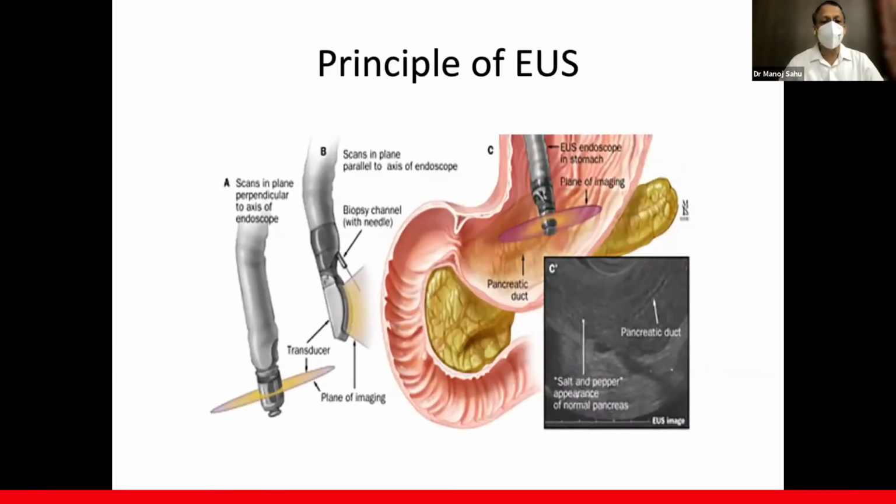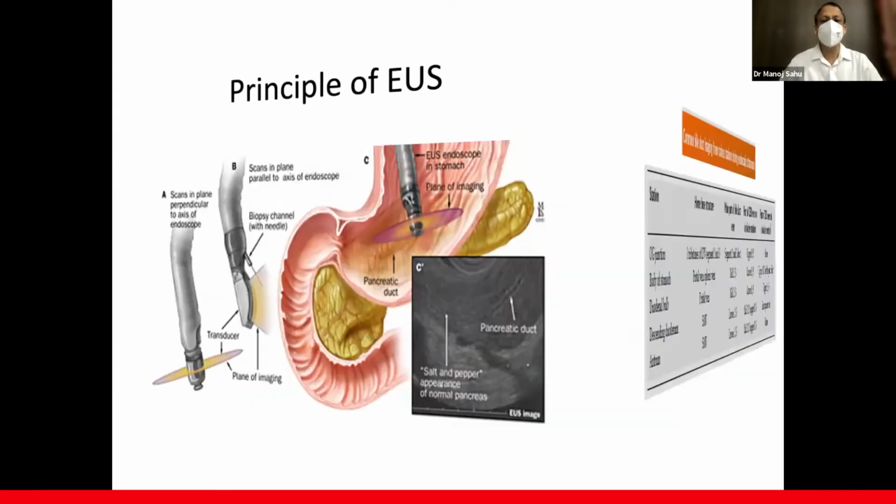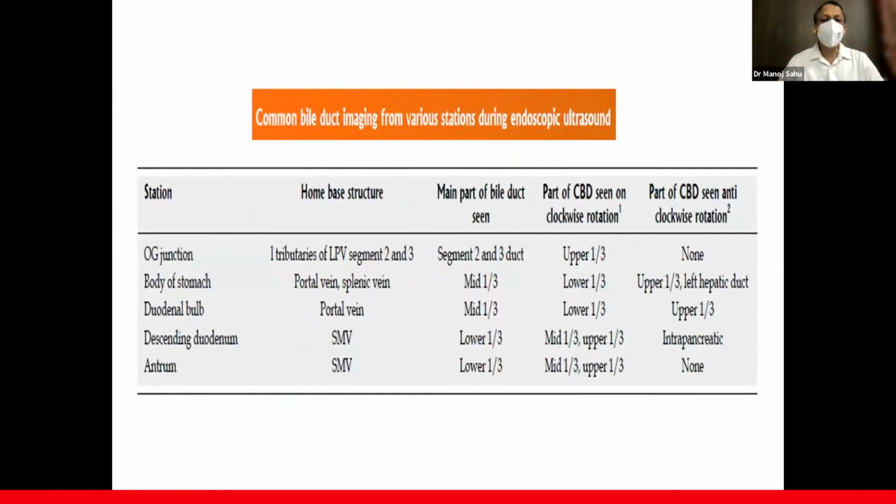Principles of EUS, as you know, are radial and linear imaging. Imaging of the bile duct can be done from various stations. We can image the bile duct from 5 stations. If you see the GE junction or fundus, the proximal stomach, the home base structure is the left portal vein. You can see the segment 2 and segment 3 ducts. With clockwise rotation, we can see the upper 1/3 of the bile duct. With anti-clockwise rotation, nothing will be seen.